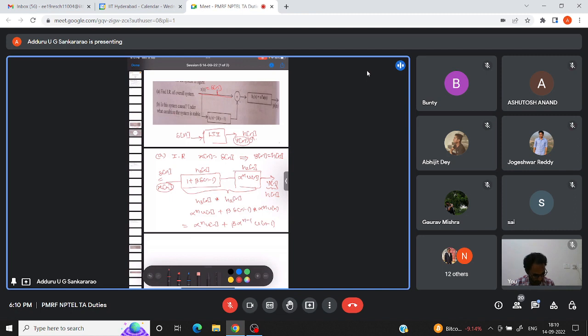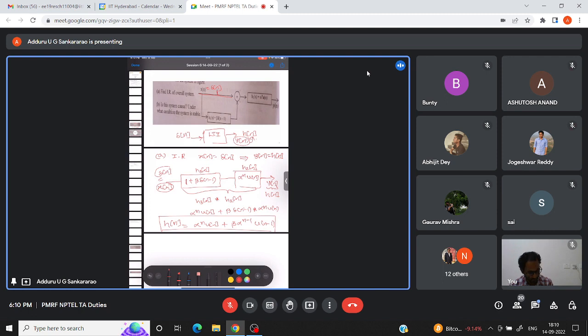So actually here, del of n we are giving as input. So what you get is alpha power n u of n plus beta alpha power n minus 1 u of n minus 1. This is nothing but the overall impulse response of the system.